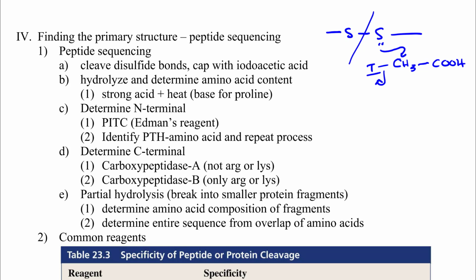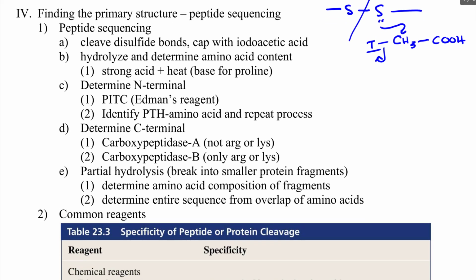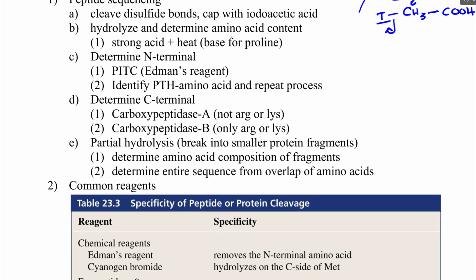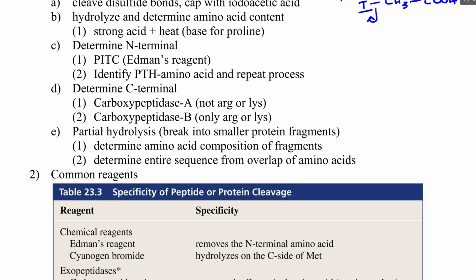Okay, so once you know the amino acids that are present, we use something called Edman's Reagent. And what Edman's Reagent does is it removes the N-terminal amino acid.